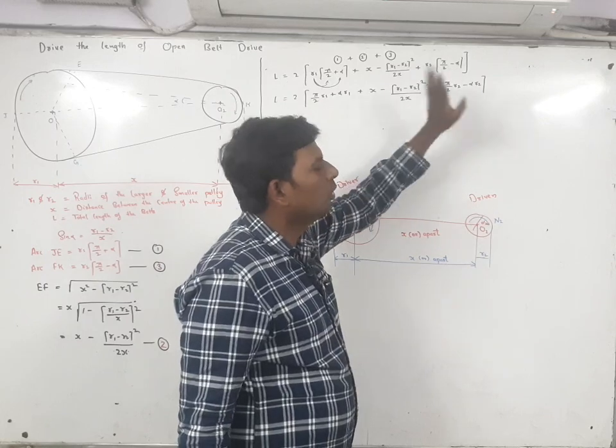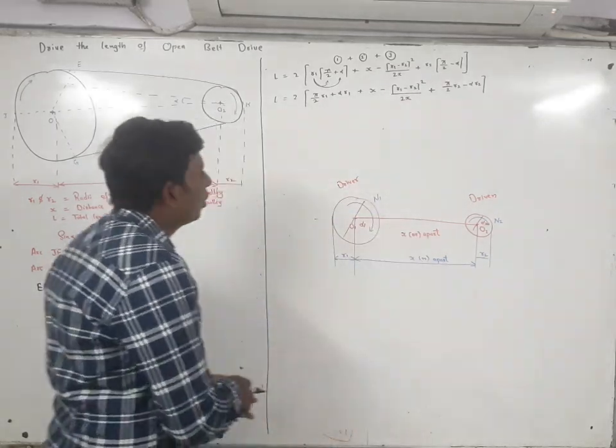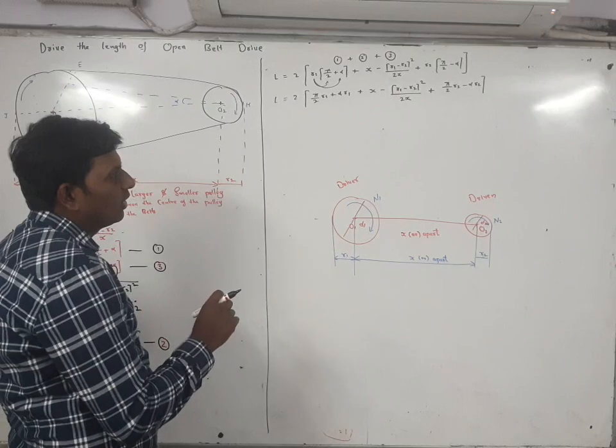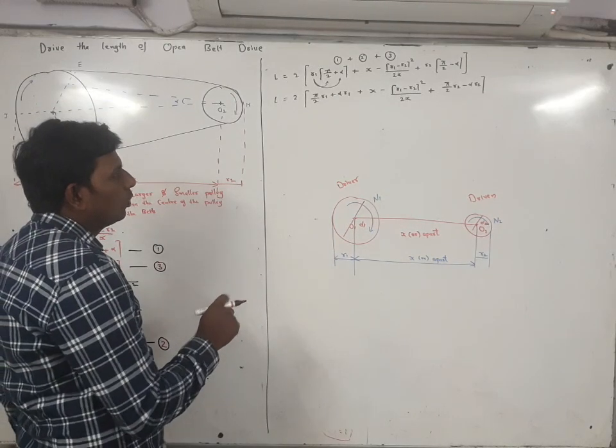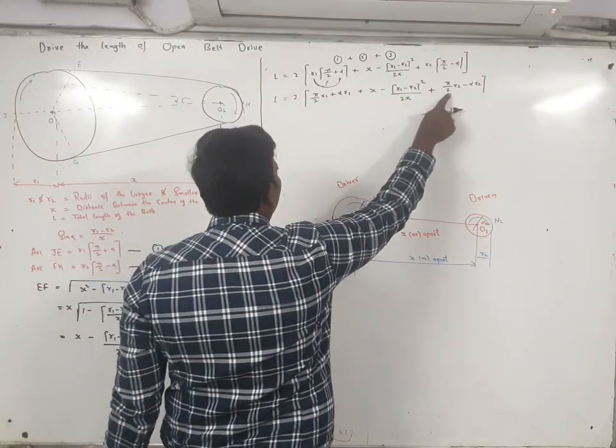Then after that, what you have to do is bring all the terms to one side. Now bring all the pi by 2 terms together; here pi by 2 is there and here pi by 2 is there.